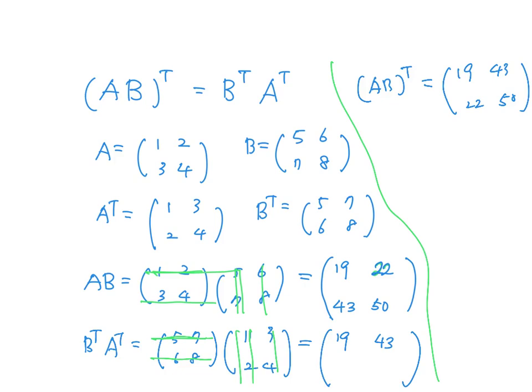1 times 1, 6. 8 times 2, 16. 16 plus 6, 22. Great. Finally, we have 6 times 3 is 18. 8 times 4 is 32. So 18 plus 32 is 50.